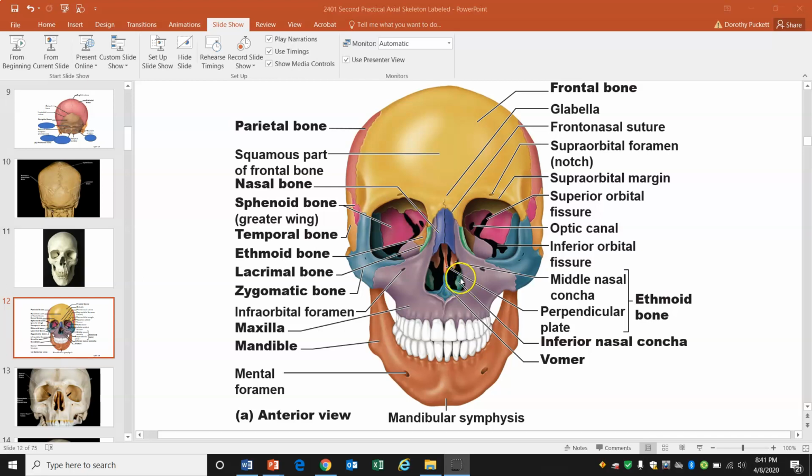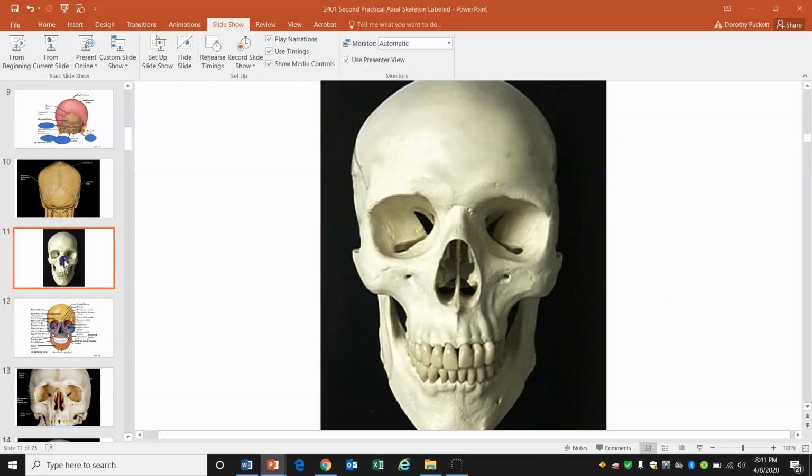You can also see the inferior nasal concha, which is a scrolled bone within your nose, and the middle nasal concha. There's also one more superior in the nasal cavity. Here is the perpendicular plate of the ethmoid bone, and this bone is the vomer. Both of those form the nasal septum.